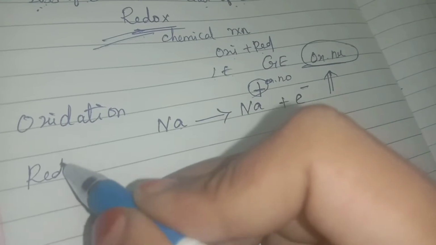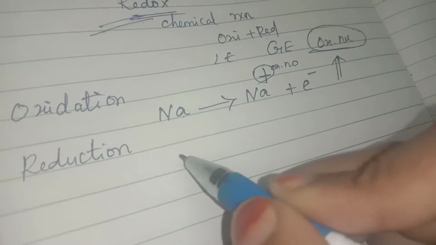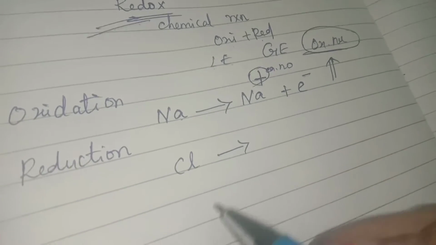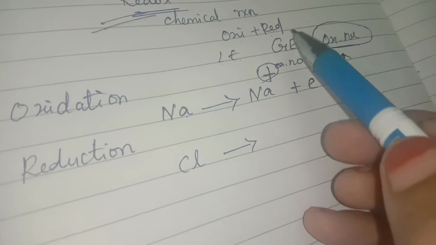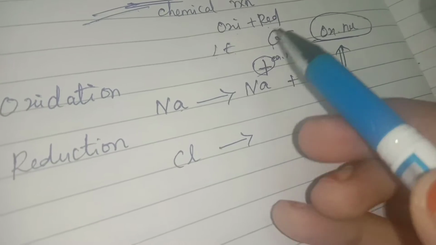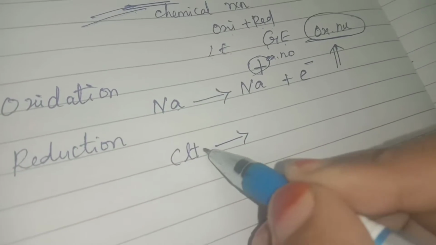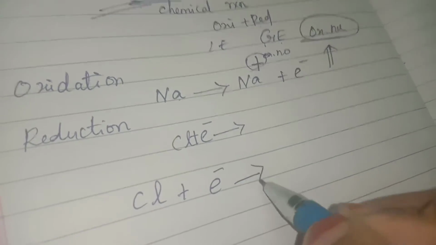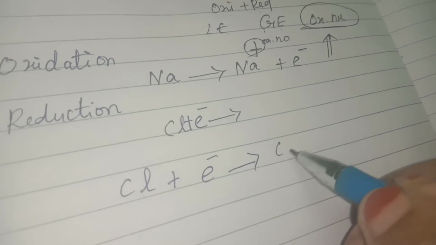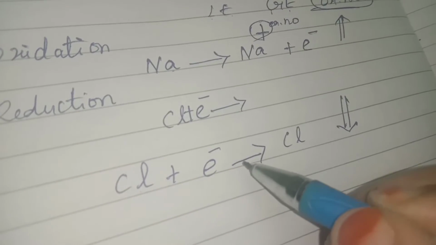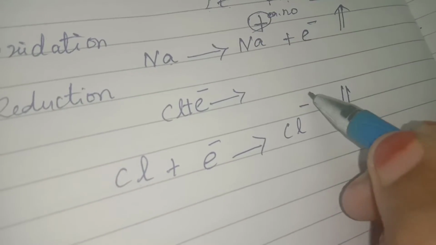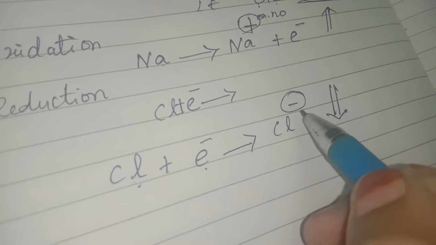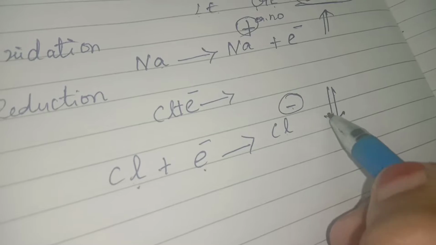Now reduction reaction, I am taking here chlorine, Cl is the symbol. Reduction means what is the explanation? Gain of electron. So it has to gain an electron, so it is adding one electron here. Chlorine is gaining one electron, then the oxidation number of chlorine will decrease, so it is having a negative charge. Chlorine is gaining an electron, so the oxidation number of chlorine is decreased, so it has the minus charge.